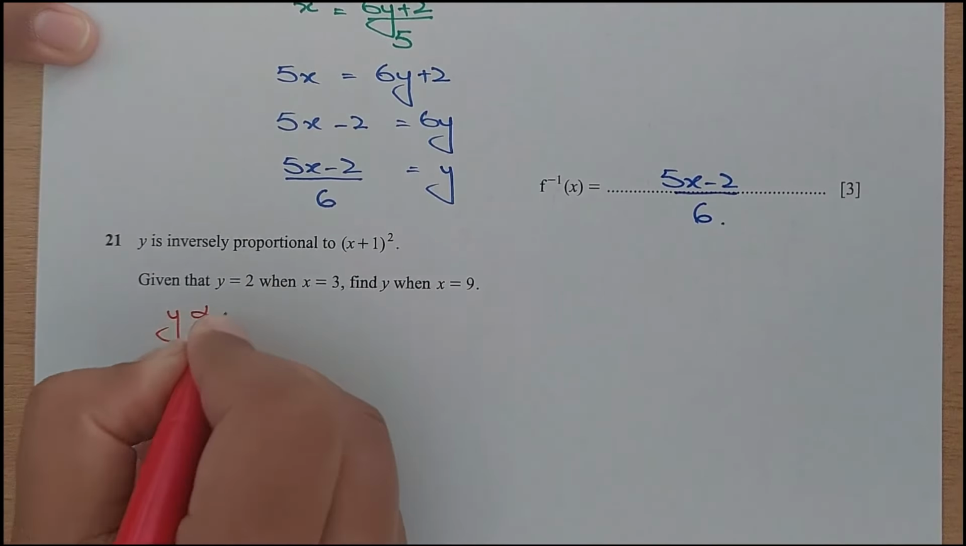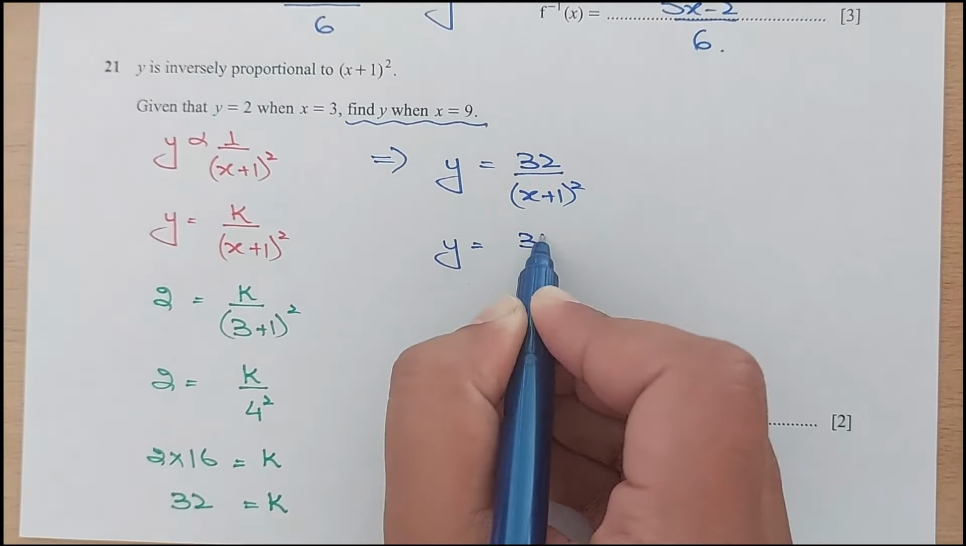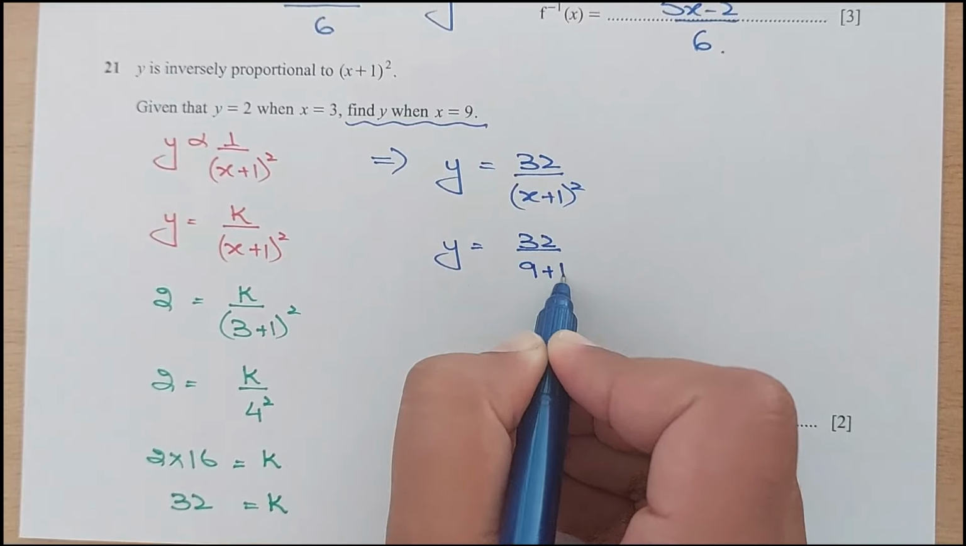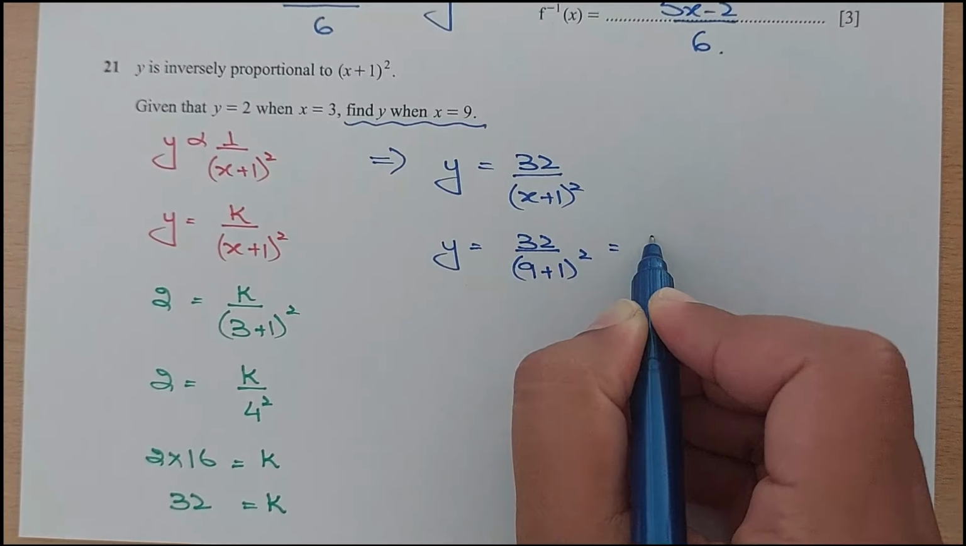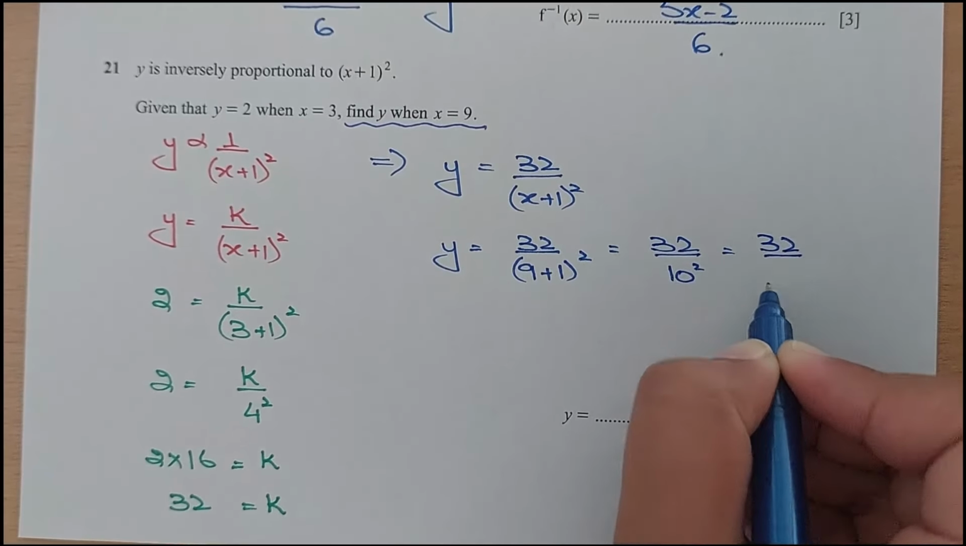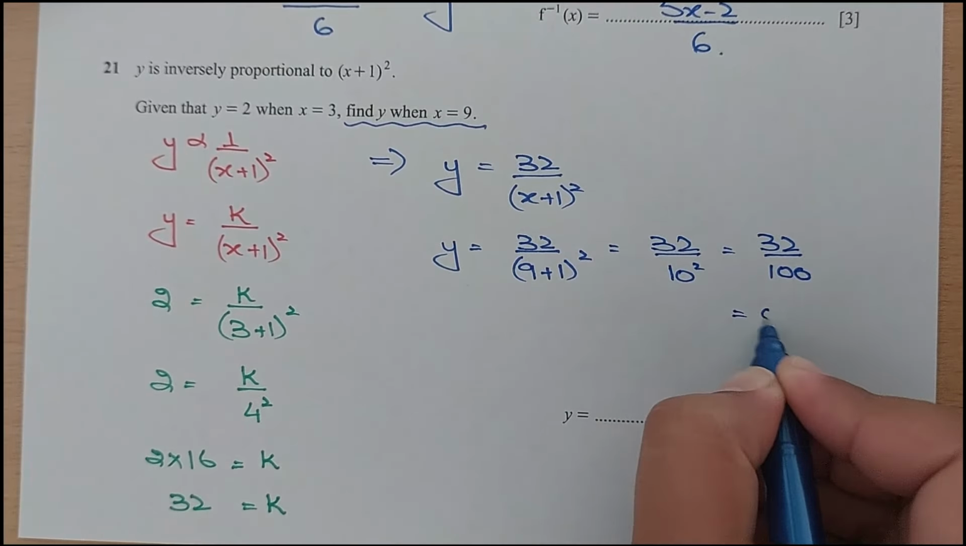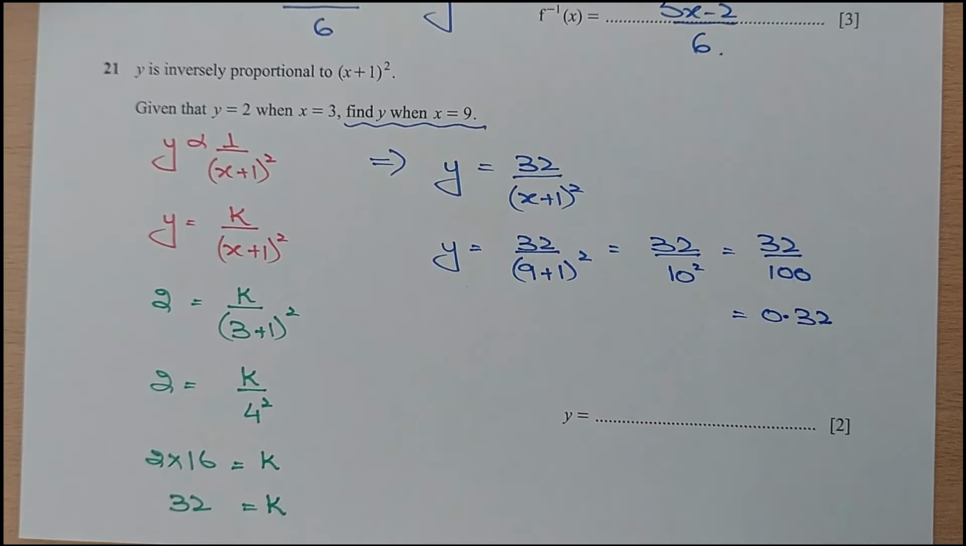Now find y when x is 9. This is the question. We need to find the value for y when x equals 9. So just substitute x equals 9 over here and solve for y. So y equals 32 over (9 plus 1) whole squared. That is 32 over 10 squared, and 10 squared is 100. So 32 over 100 is just 0.32 in decimals. So that is the value for y.